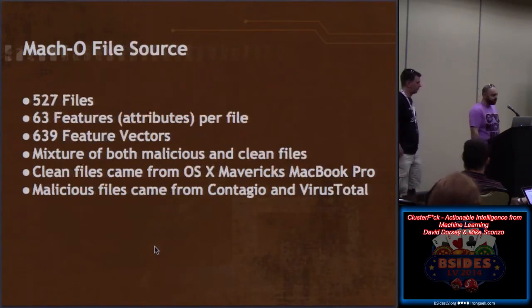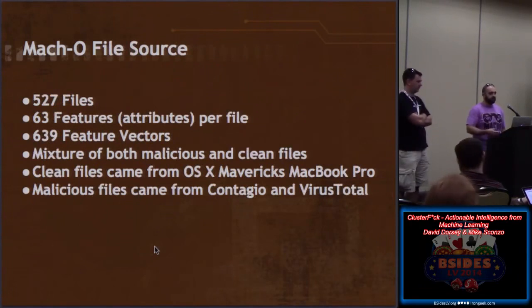So the Mach-O file source started out with 527 files from Contagio and VirusTotal and VirusShare, and then we combed through the system directory on a couple Mac notebooks. If you think about compilers and tool chains, we should, in theory, get some pretty natural groups. If you get different virus families, hopefully they'll be grouped together, and hopefully things compiled by Apple will get grouped together. Then on all those files, we took 63 features. The reason we have more feature vectors than files is that some of them were those universal format binaries, so we pulled them apart. So now we're in essence dealing with 639 files.